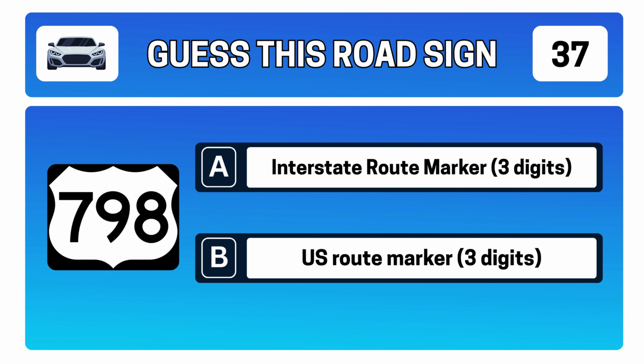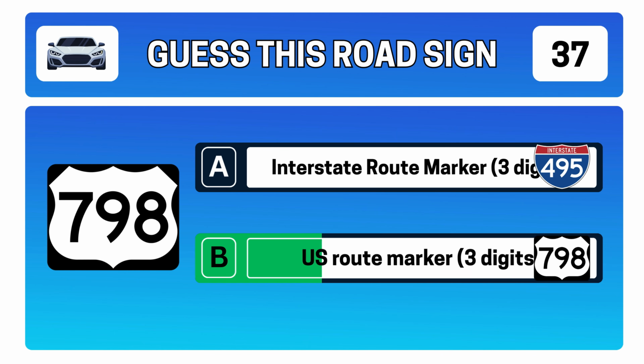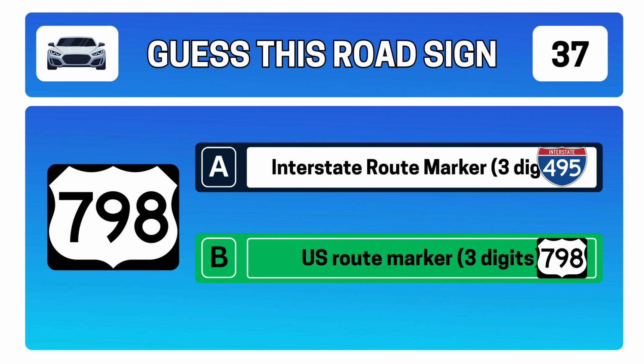Guess this road sign. A. Interstate route marker, 3 digits. B. U.S. route marker, 3 digits. Exactly. It is the U.S. route marker, 3-digit sign.